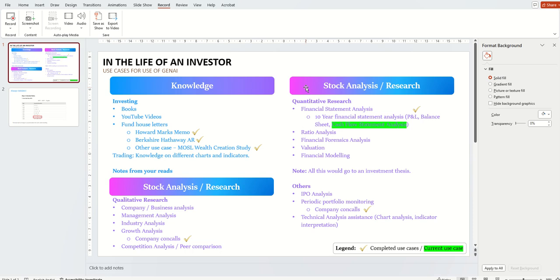Hello friends, in the last couple of videos we discussed how to analyze the 10-year cash flow statement using different prompts. Now we are close to the end of the series, where I'll be showing you how to calculate the different ratios, or ratio analysis, specific to the cash flow statement.